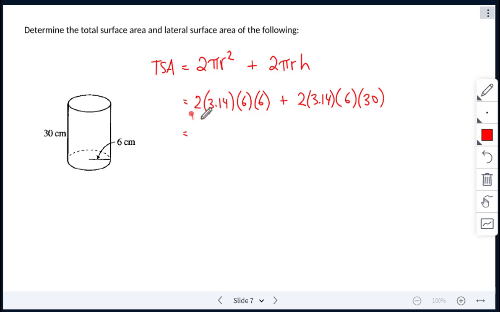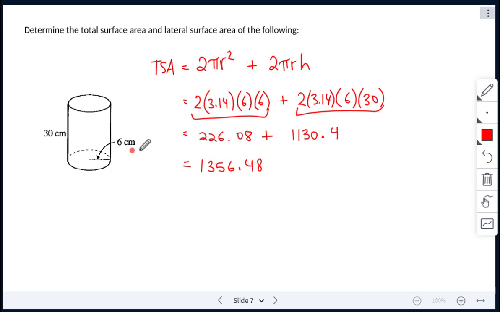All right, so we'll multiply this out first. That gives me 226.08, and then here we multiply that out, and that gives me 1,130.4. Okay, we can add those two up, and I get 1,356.48, and our units will be centimeters squared.